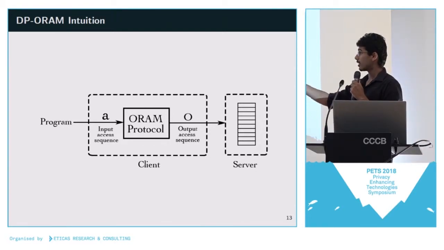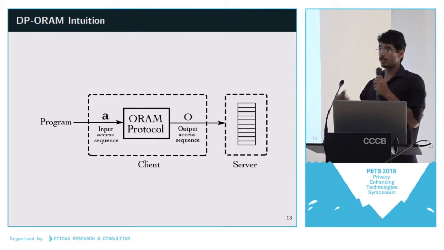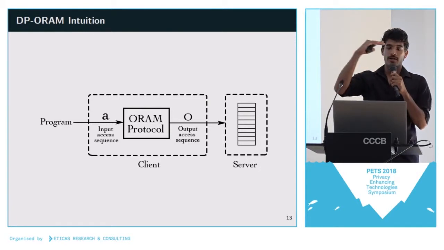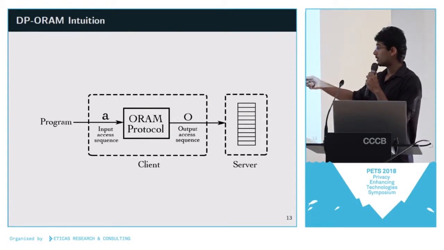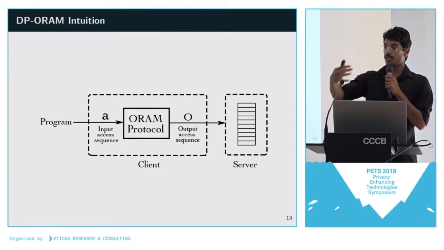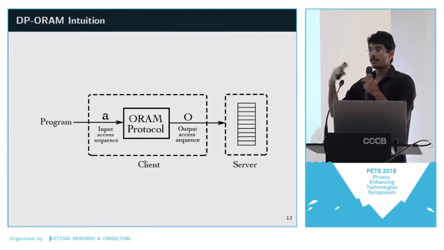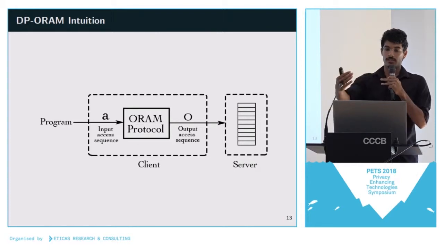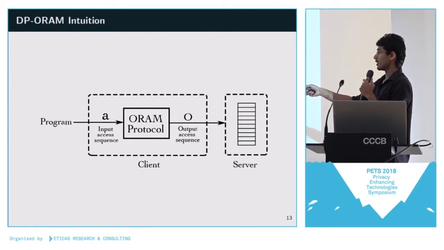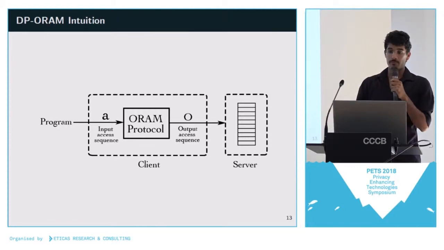So moving to differentially private ORAMs, this schematic sort of represents how an ORAM works. On one hand, you have the program which gives the user an input access sequence. This input access sequence could be give me record 5, 10, and 20, for example. And then the ORAM protocol translates that into a series of requests to the untrusted memory, which in this case is the server. The server is just going to act as a dumb mechanism which gives back whatever you request. So that's where the ORAM overhead is, translating from the input to the output.